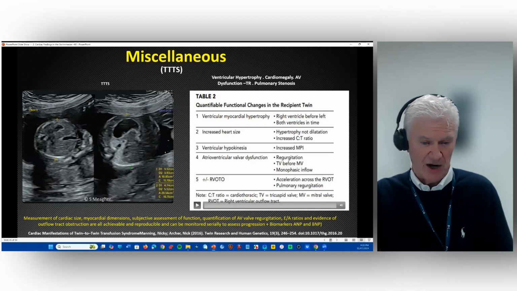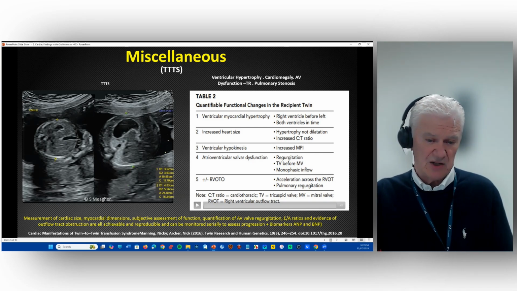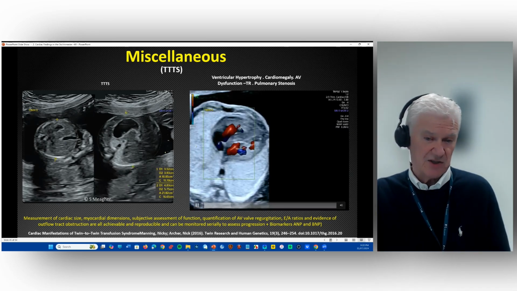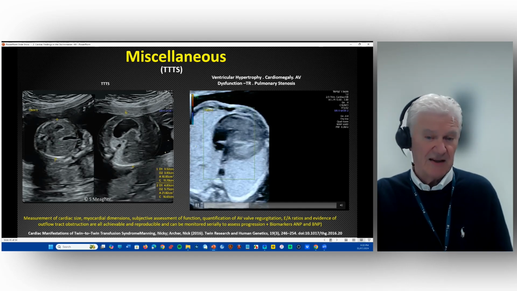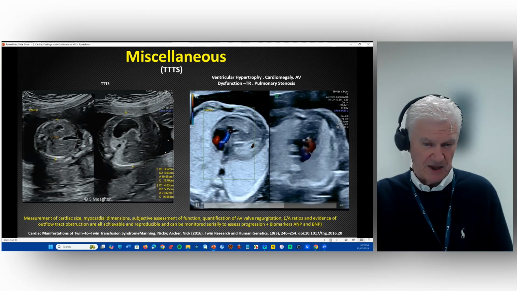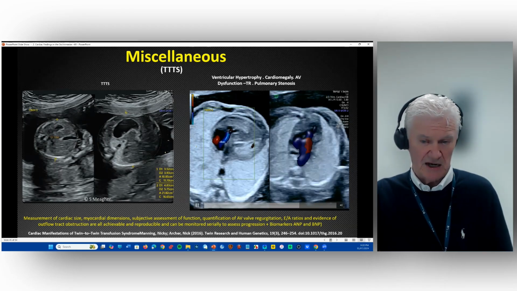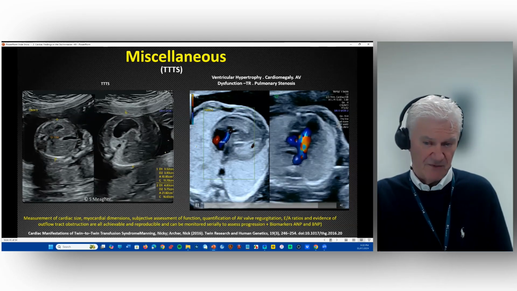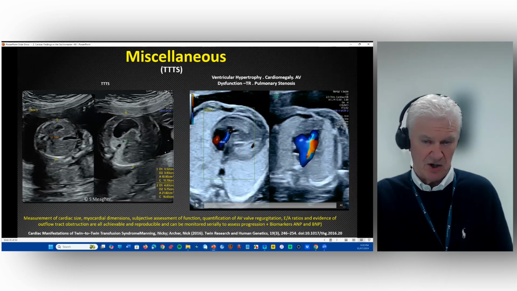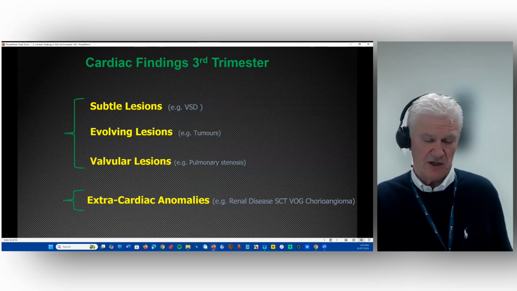Well, if you look at these 5 changes, you see this baby with twin-to-twin transfusion syndrome has got them all. It's not just right ventricular hypertrophy, it's left ventricular hypertrophy. There's globular cardiomyopathy, there's tricuspid valve regurgitation, and there's pulmonary valve stenosis with both pulmonary turbulence and pulmonary regurgitation. This baby has the full house of what you see in twin-to-twin transfusion syndrome.